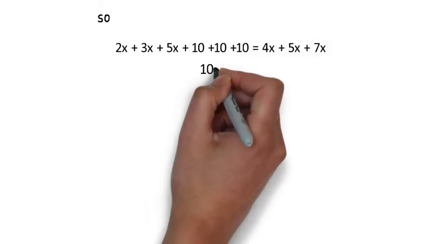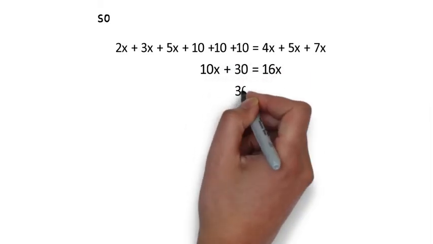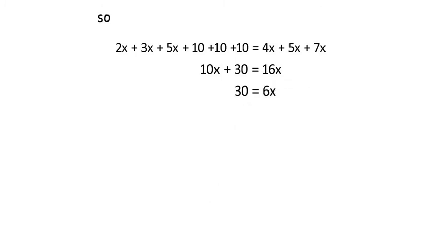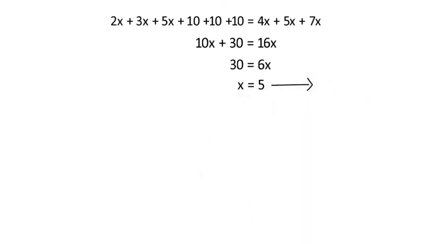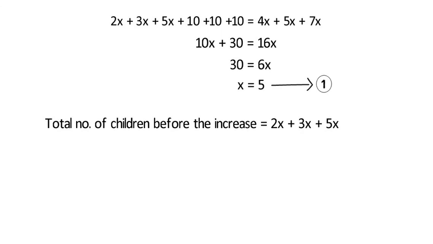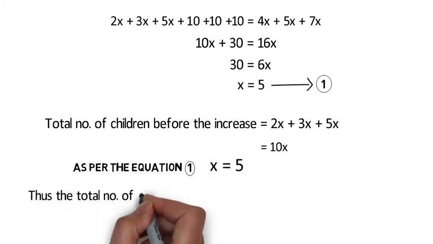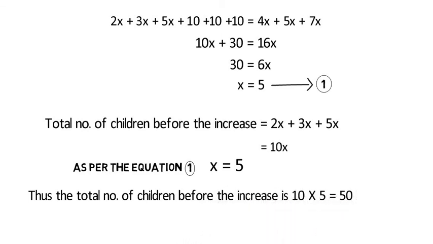On solving we get 10x plus 30 is equal to 16x, which again reduces to 30 is equal to 6x. So we get x is equal to 5. The total number of children before the increase is equal to 2x plus 3x plus 5x, which is equal to 10x. We already got that x is equal to 5. So the total number of children before the increase is equal to 10x, which is equal to 10 into 5, which is equal to 50.